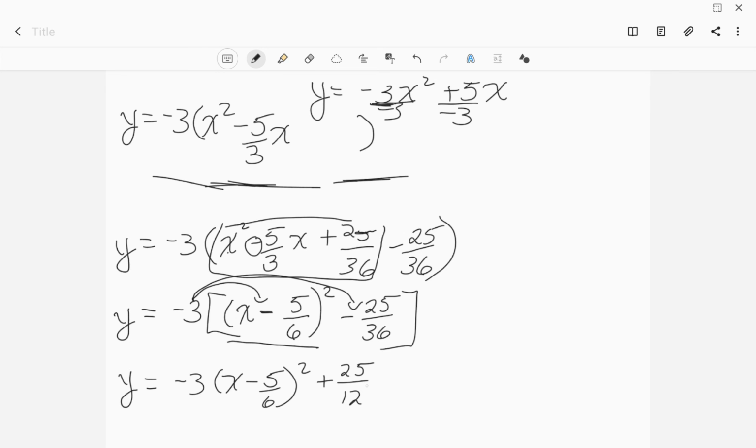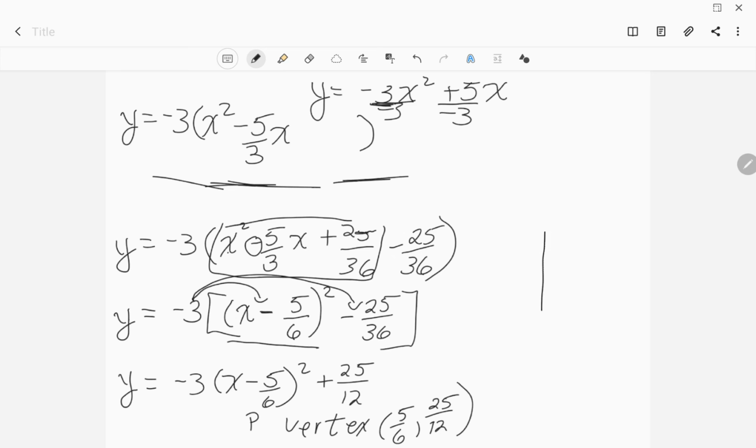So if they ask you what your vertex is, which they did, it's 5 over 6, because whatever your p is, that's the x value. Remember to change the sign when you take it out of brackets. And the y value, or the q value, is 25 over 12.